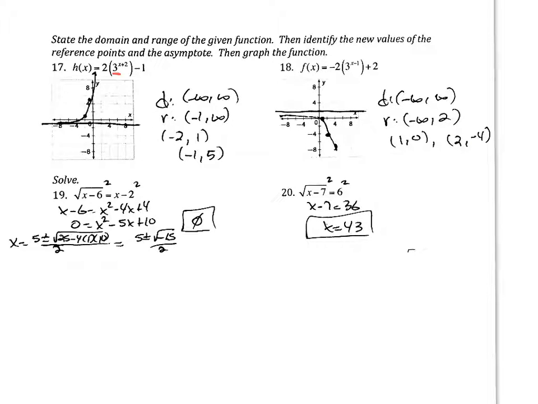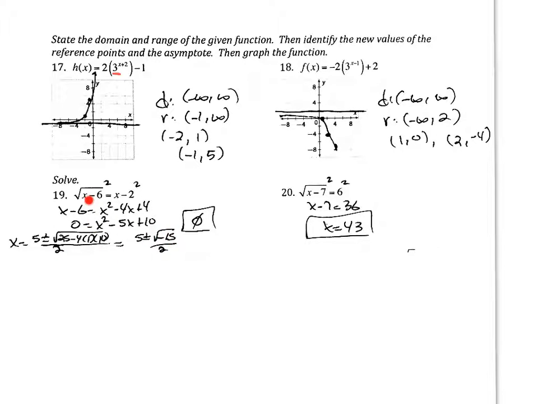19 is a weird one. Square both sides. Don't forget to square, multiply, double, square. Over here, the square root just goes away. One more time, square, multiply, double, square. If you move the x over here, you get -5x. If you move the -6 over there, you get +10. I can't factor that, so I tried the quadratic formula, and I got a negative inside.